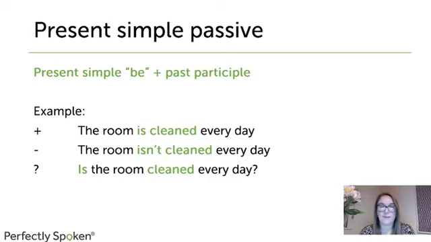Okay, present simple passive is formed with the present simple of the verb to be and a past participle. So I've given you 3 examples here of a positive sentence, a negative sentence, and a question form sentence. When you're learning a new tense, it's always useful to consider these 3 aspects: how the tense is used in a positive way, how it's used in a negative way, and thirdly, how it's used in an interrogative way.